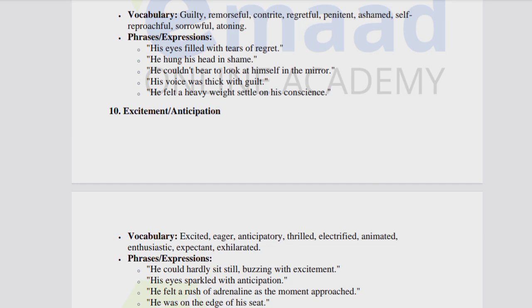His eyes filled with tears of regret. He hung his head in shame. He could not bear to look at himself in the mirror. His voice was thick with guilt. He felt a heavy weight settle on his conscience.